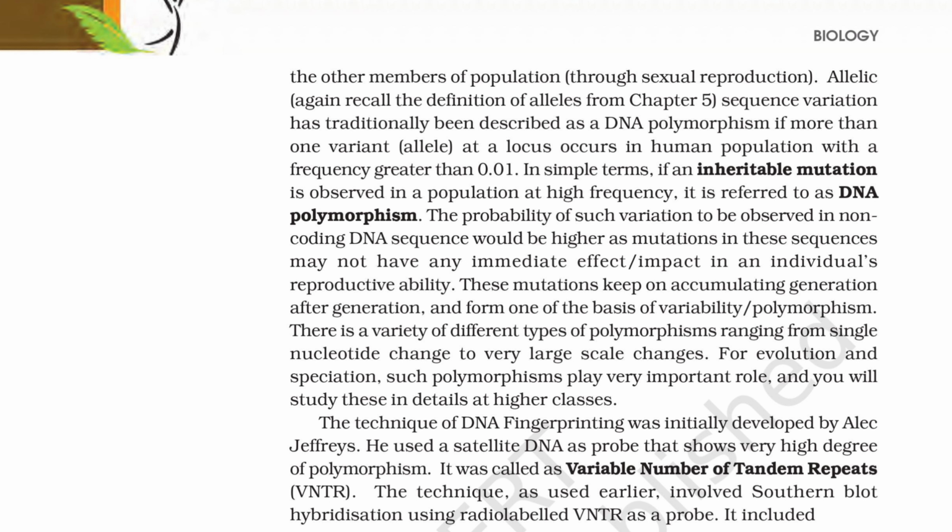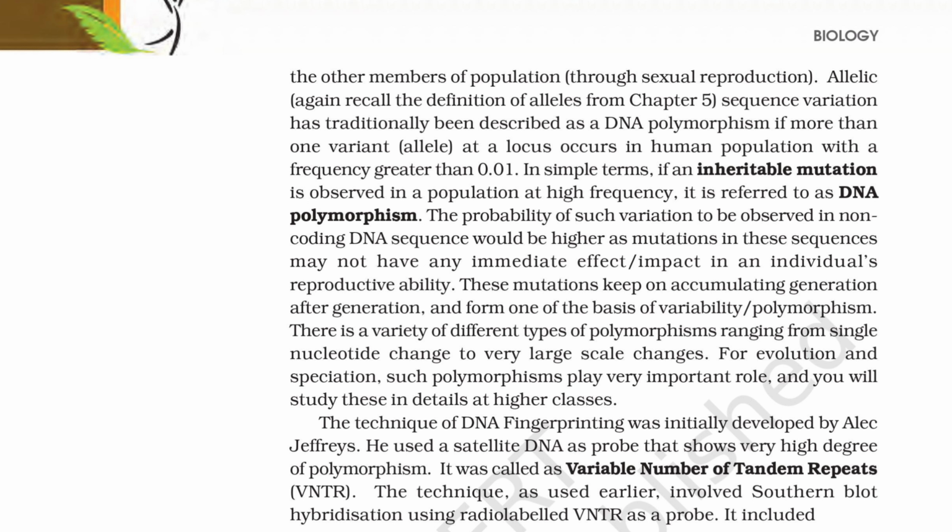Allelic sequence variation has traditionally been described as a DNA polymorphism if more than one variant, allele, at a locus occurs in the human population with a frequency greater than 0.01. In simple terms, if an inheritable mutation is observed in a population at high frequency, it is referred to as DNA polymorphism. The probability of such variation to be observed in non-coding DNA sequence would be higher as mutations in these sequences may not have any immediate effect on an individual's reproductive ability.